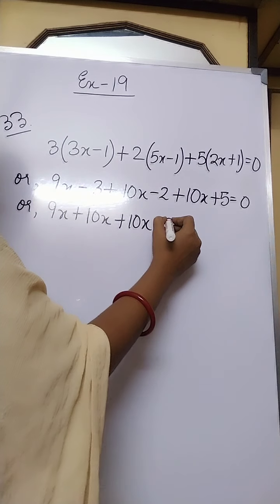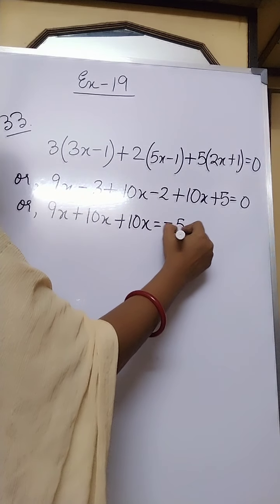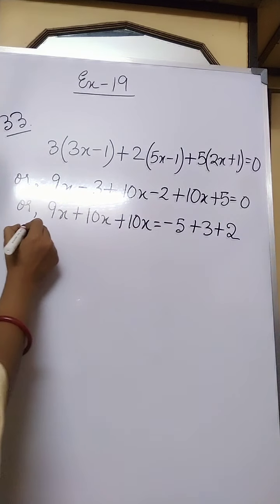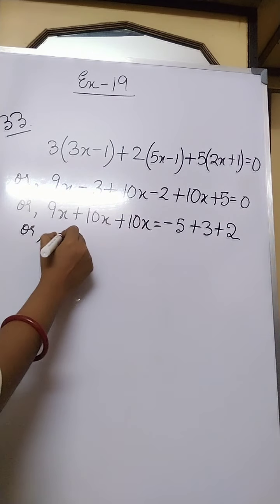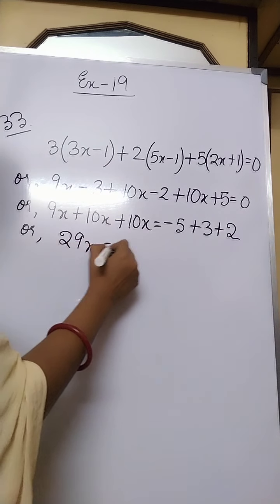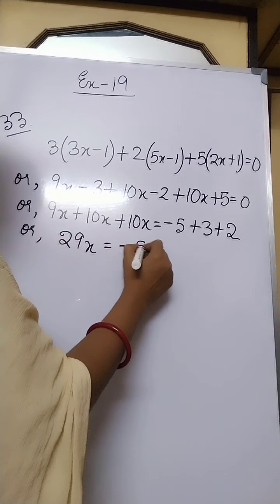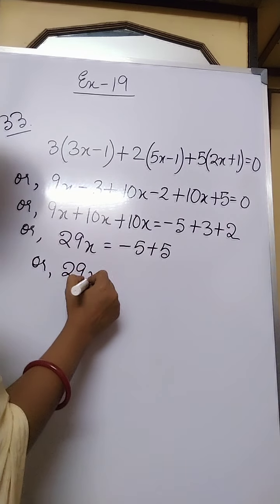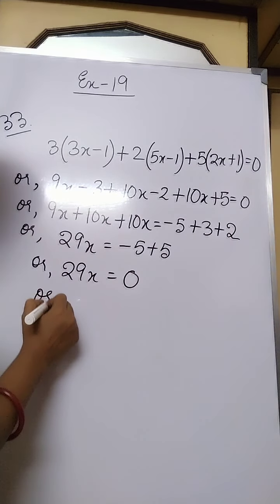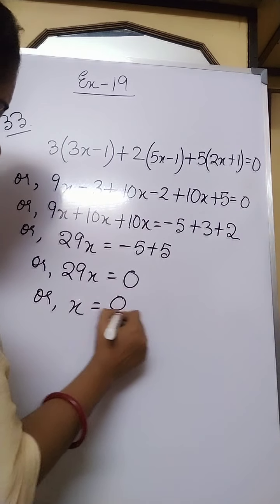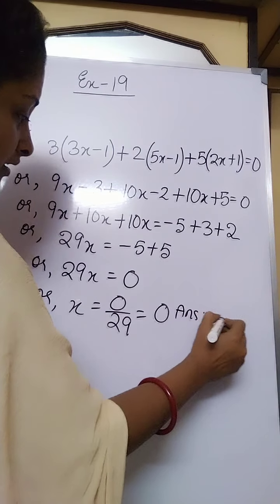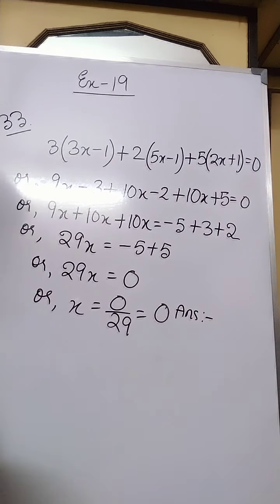So minus 5 plus 3 plus 2, or 29x equals to minus 5 plus 5, which is 0. So 29x equals to 0, or x is equal to 0 by 29, which means 0. Again, this is the answer of sum number 33. So you can see in this way you will solve all the sums of exercise 19.